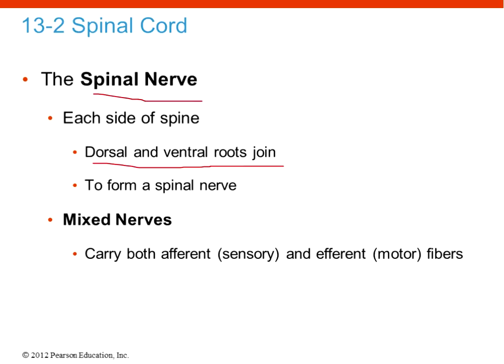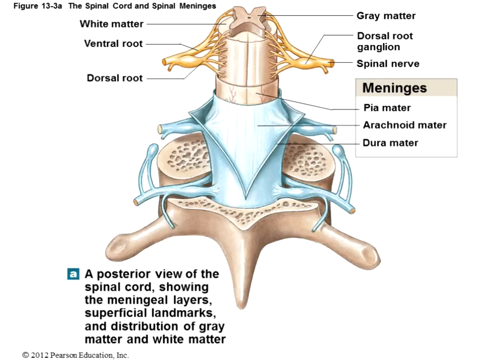The dorsal and ventral roots join, form a spinal nerve, and then ultimately they're able to carry both sensory and motor information. But as it gets very close to the spinal cord, you see the split into sensory information coming in and motor information going out. You can see that right here. Here is the dorsal root, right?